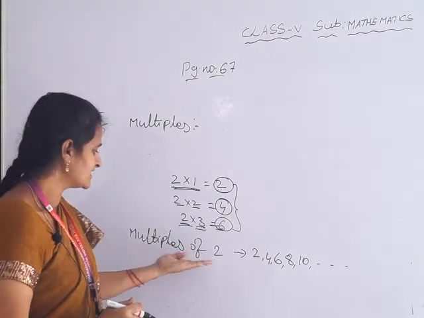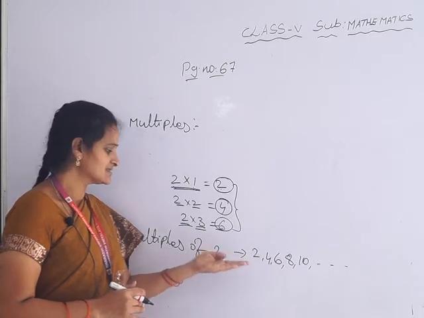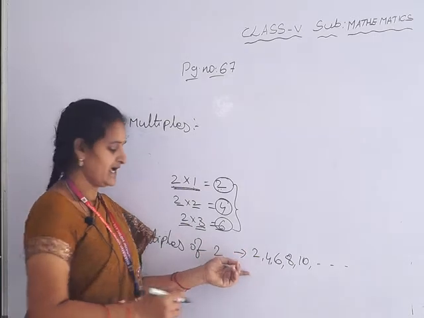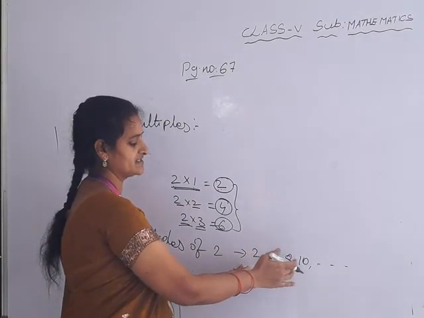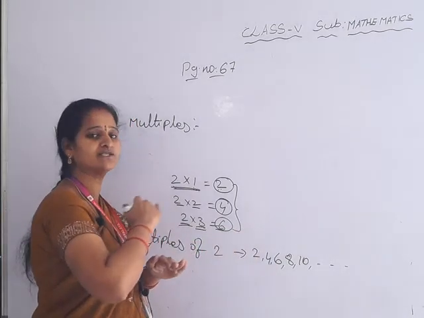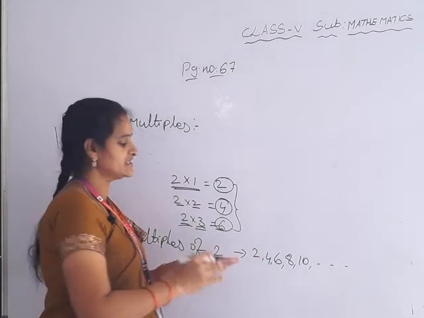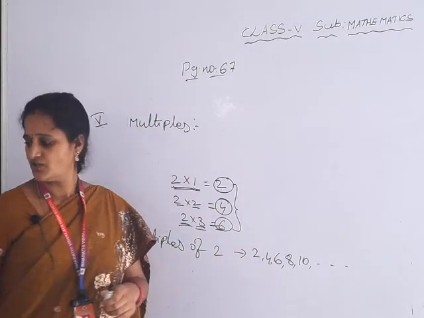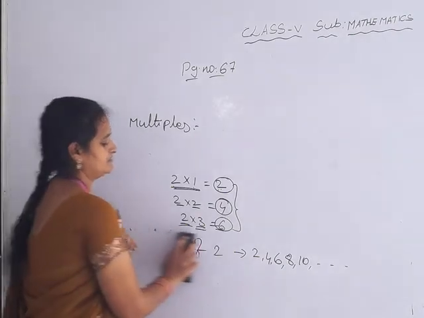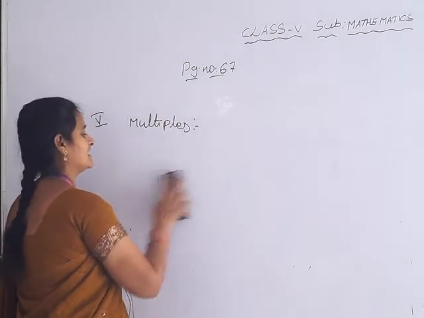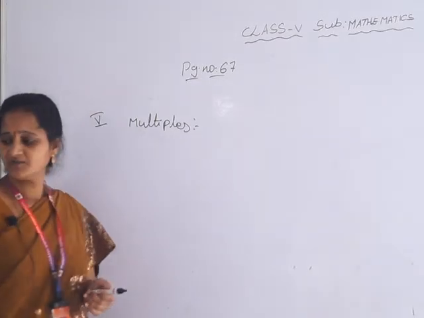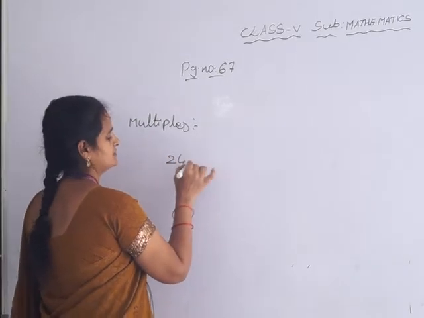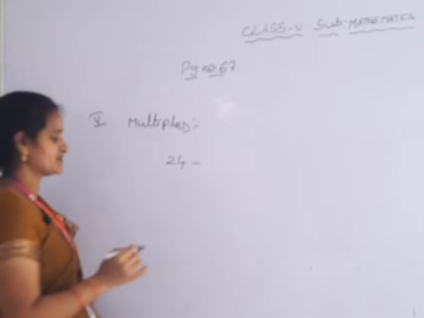For example, the given number is 2, and the first and least multiple of 2 is 2, and then 4, and then 6, 8, 10. Like that the multiples are increasing. There is no limit for the multiples of a given number. Now tell the first 5 multiples of 24.